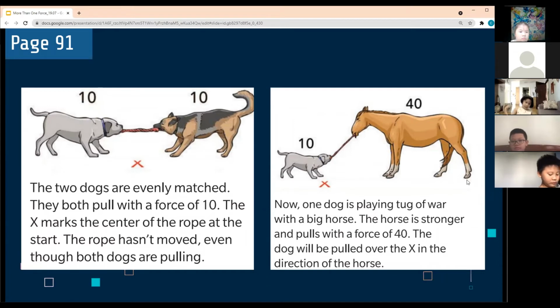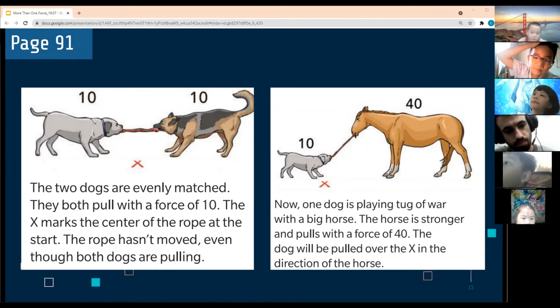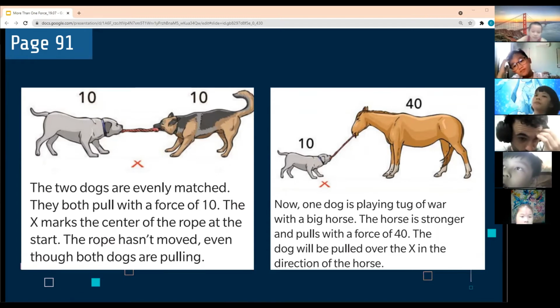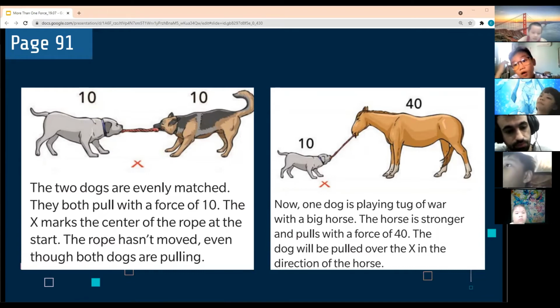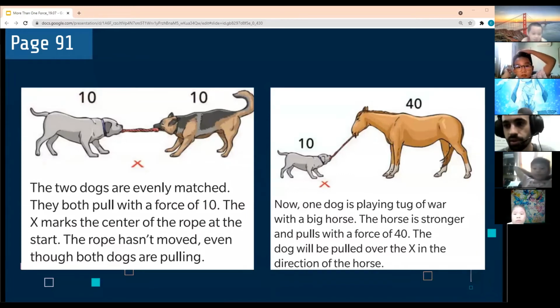Who can read the first picture for me? Let's have Alex. Can you read the first picture for us? The two dogs are evenly matched. They both pull with a force of 10. The X marks the center of the rope at the start. The rope stays put, even though both dogs are pulling. What's this an example of, Alex? Balanced force. Yeah. Good job, Alex.